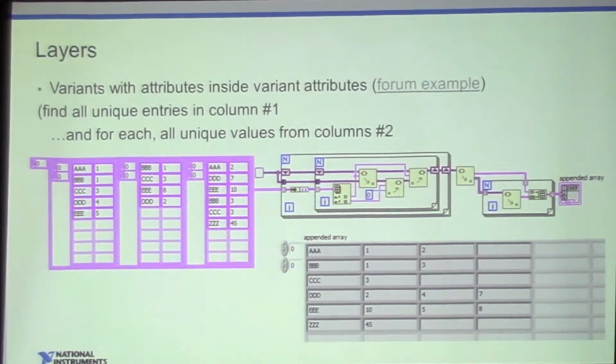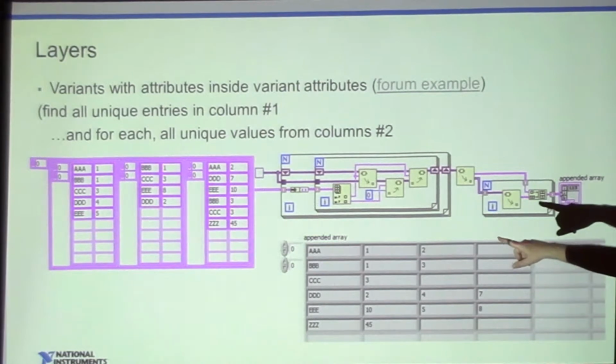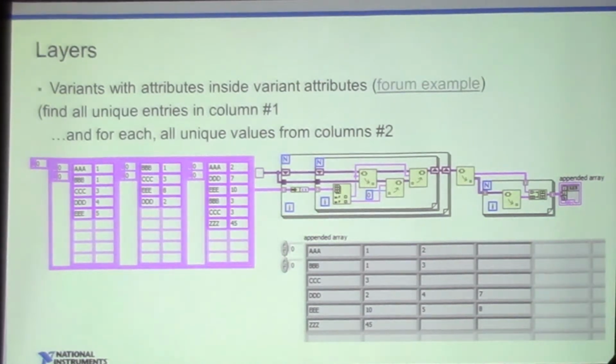You can stack things, and that's an old forum example. You can click on the link in the presentation and download it. It's a weird question. I don't get why we need that, but I implemented it. Basically, it has a huge array with arrays inside arrays and then clusters. For each unique element in the first column, we need to find all unique elements in the second column. Right?